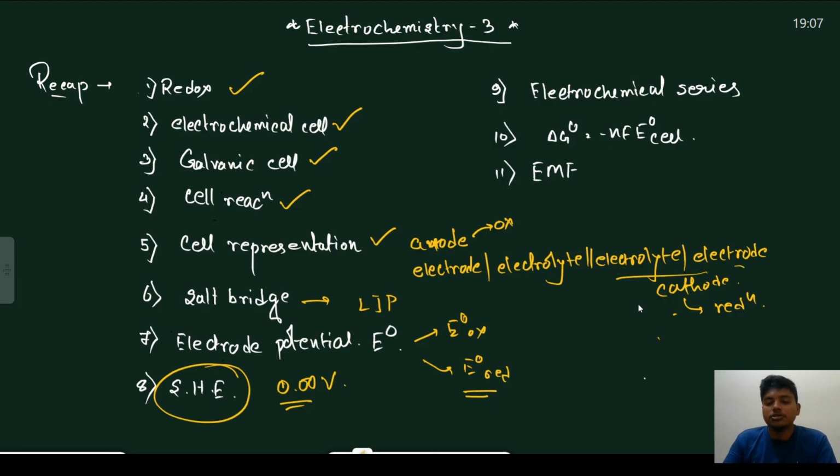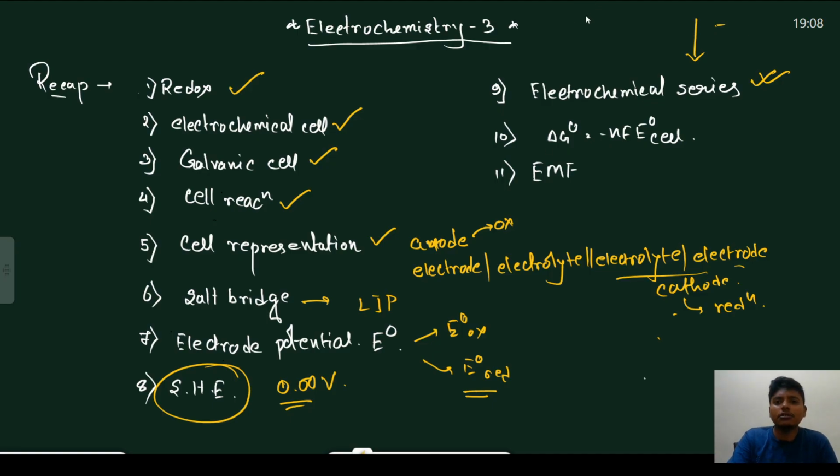Understood? Next, we'll learn about the electrochemical series, going from negative to positive values. More negative means a good reducing agent, right? Yes or no? Yes. Reducing agent means one who gives electrons easily. So more negative means a better reducing agent, and more positive means a better oxidizing agent.